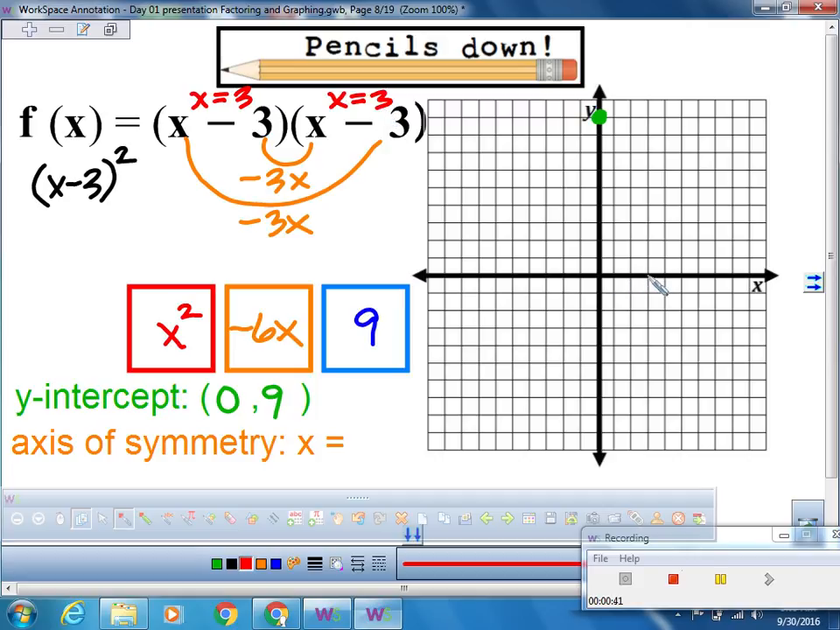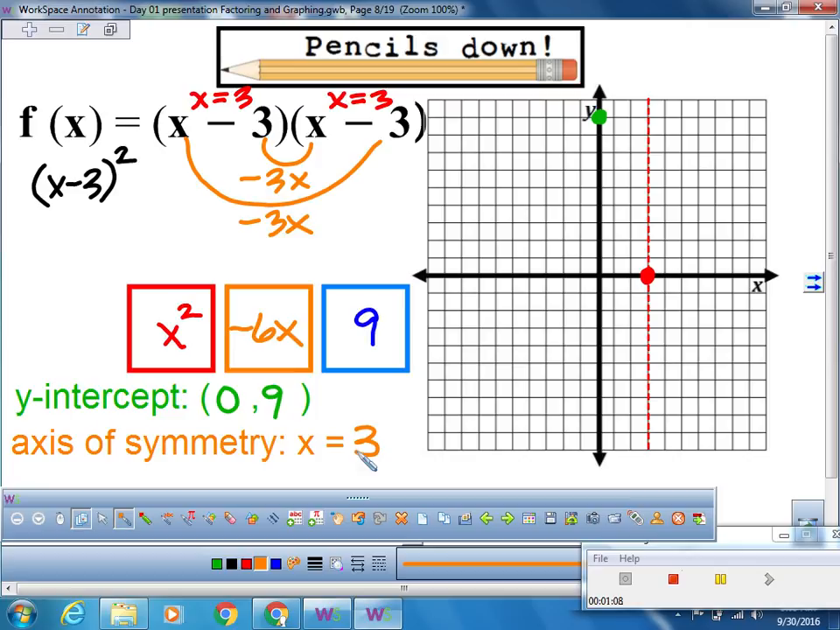So at x equals 3, that's the only time it's going to touch the x-axis. So a double root actually skims the x-axis, which means this also must be my axis of symmetry. So my axis of symmetry is also at x equals 3.